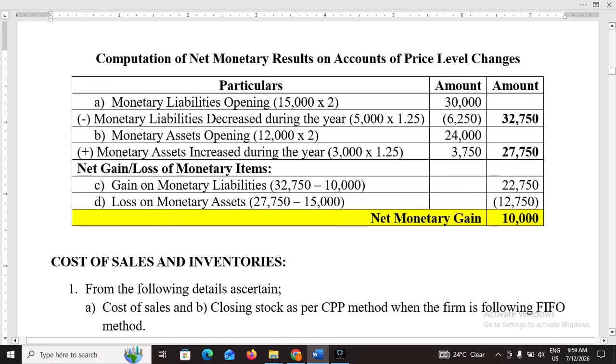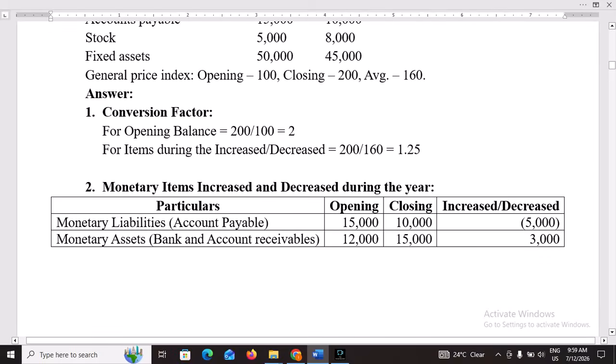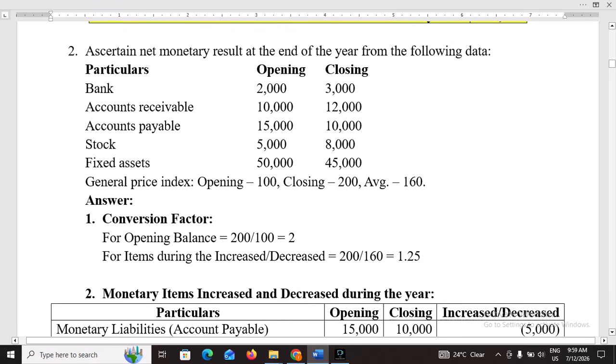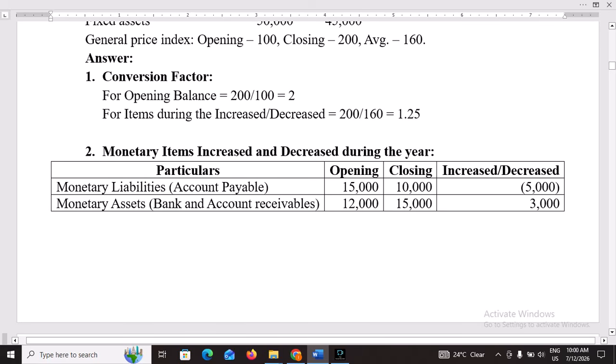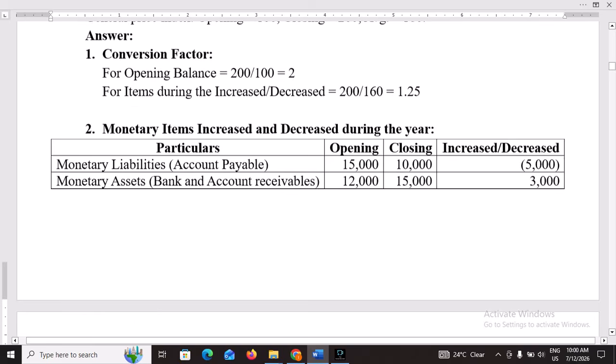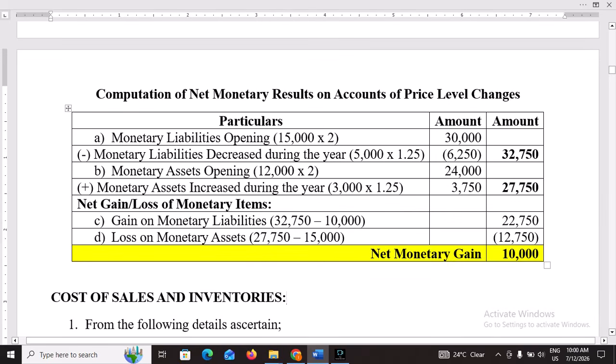This is the final solution of this problem. I hope you understood. It is very simple. This is the problem, this is the solution. Okay, done.